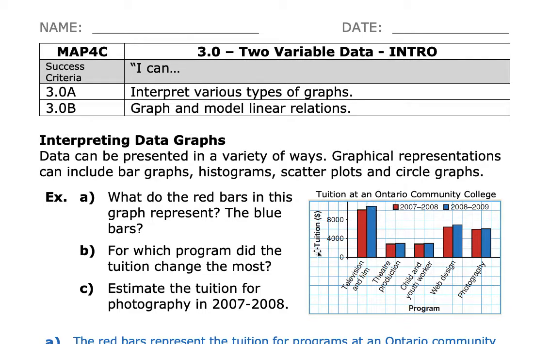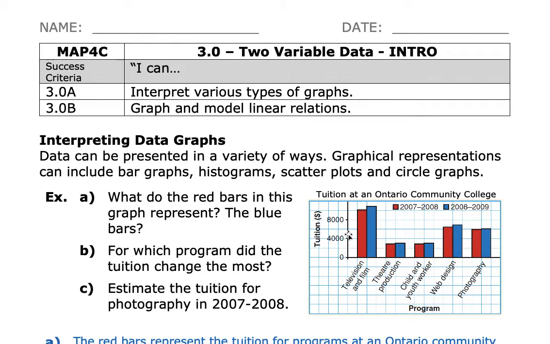So that's the program. Estimated tuition for photography in 2007 to 2008. So 2007 to 2008 is red, and photography, this program is here. So estimate the tuition, it's approximately equal to, and if we trace this grid line across, it's approximately equal to 6,000. Now, an advantage of a graph is that you can communicate a lot of information about all of the data using just an image. But we lose a little bit of precision. As you can see, we're not able to approximate to the nearest dollar using this bar.